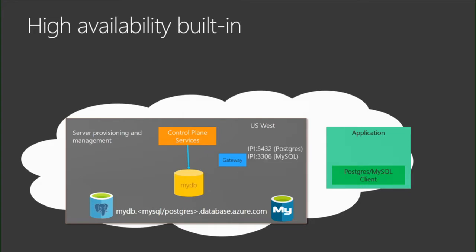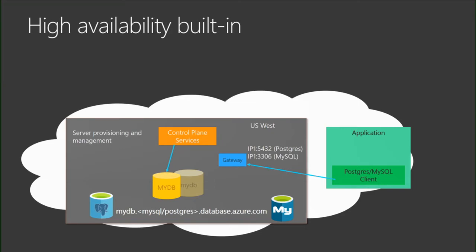When the application is trying to connect to the database, the gateway is listening on the MySQL or the PostgreSQL port. For MySQL the port is 3306 and for Postgres it is 5432. So the application tries to connect through the gateway. The gateway determines where your database is in the cluster, and then connects you to your database. Now let's say, for example, this database were to go down.